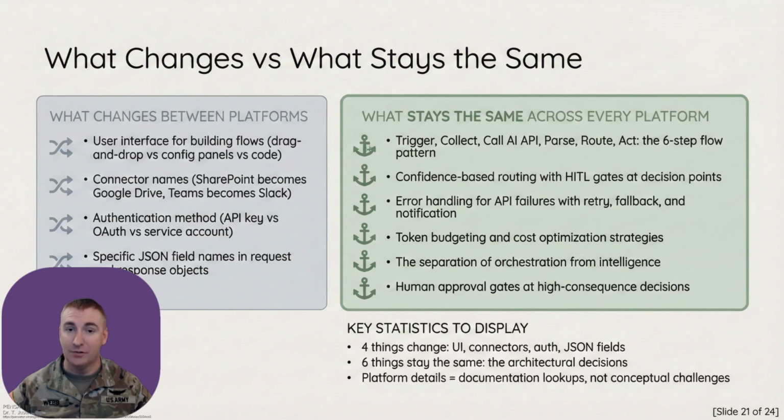4 things change between platforms: the interface, the connector names, the authentication method, and JSON field names. Those are documentation lookups. An afternoon with help pages. 6 things stay the same: the 6-step flow pattern, confidence-based routing, error handling, token budgeting, separation of orchestration from intelligence, and human approval gates. Those are architectural decisions. They took this entire module to develop. Invest your learning time in the pattern, and that pattern has a name.